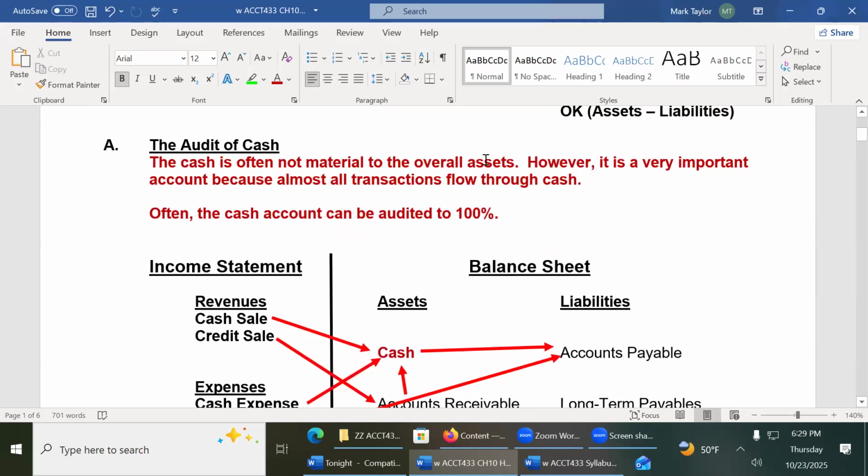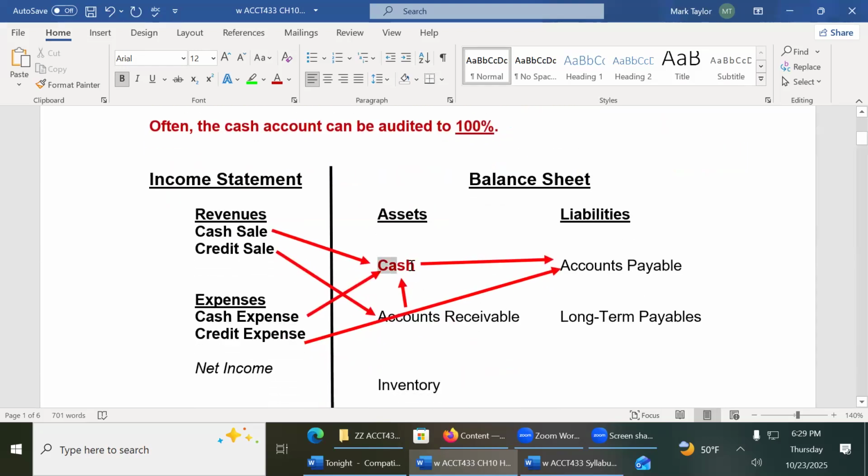So even though the cash account itself might not be material, if it was just an account by itself, you wouldn't even audit it. Okay, it's 2% of the assets, who cares? Or less. But the reason you really beat it up is that everything goes through it, and because you can often audit it to 100%, which gives you a really good feel for what these other accounts are. It may not be 100% of these other accounts, but it will certainly verify quite a bit of it.